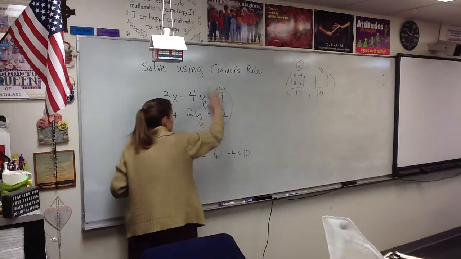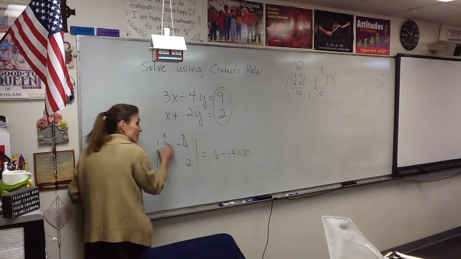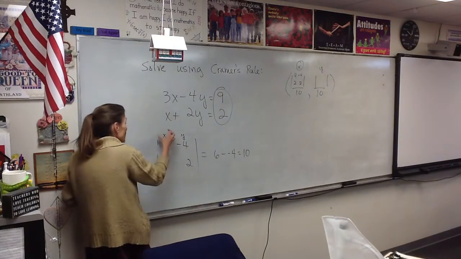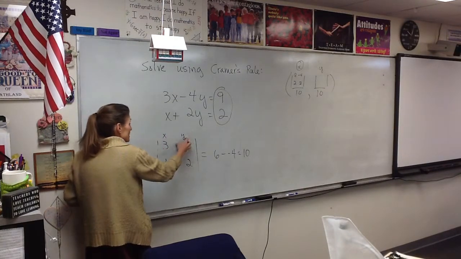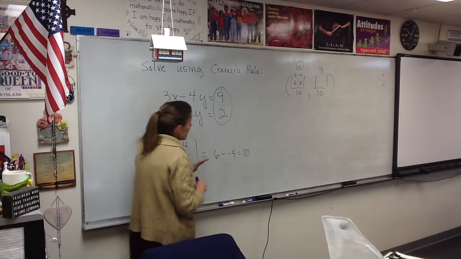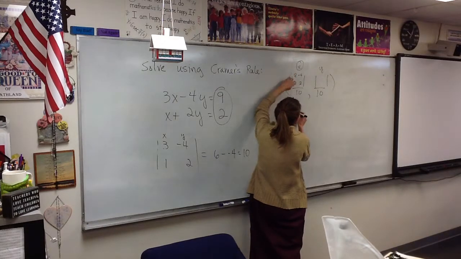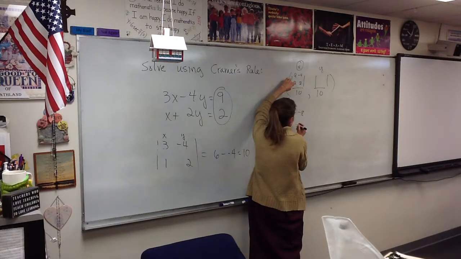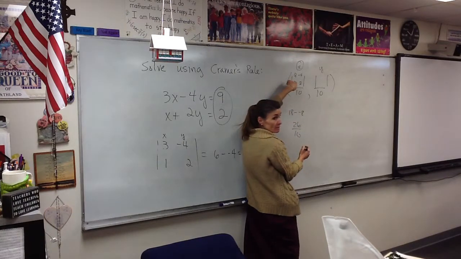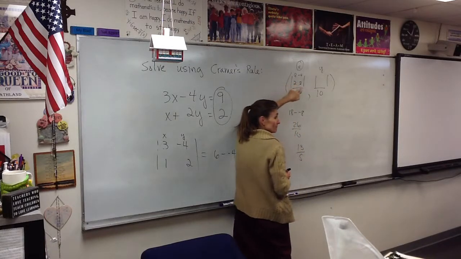So we cut these out and paste them on top of the x numbers. So we have 9 and 2, negative 4 and 2. And then we evaluate that. So that would be what? 18 minus negative 8? 26 over 10, which is 13 over 5.